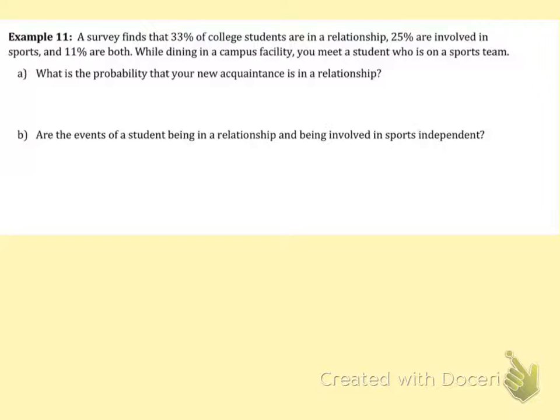So before I start working, I want to write down the information that I know from the problem. The probability that a student is in a relationship, I'm going to signal that with a letter R, is 0.33. The probability that they are on a sports team is 0.25. And the probability that they are both in a relationship and involved in sports is 0.11.